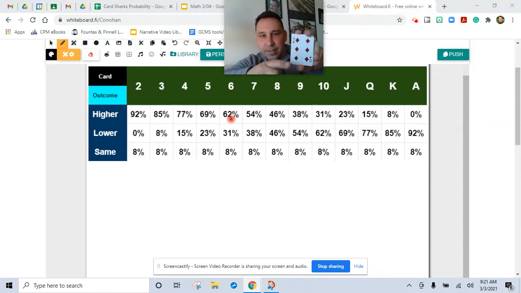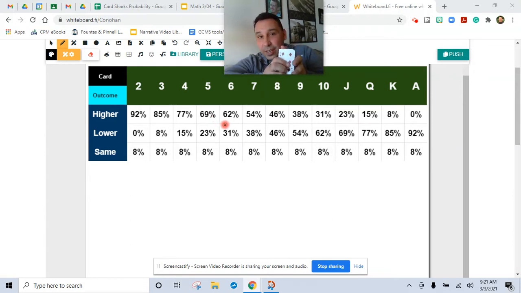So for example, in this case, a six. If you picked a six, if you look at this chart, it's about a 62% chance that the card is going to be higher, 31% chance that it'll be lower, and 8% chance that it'll be another six. So we can use that to our advantage. What probability says is that you should probably say higher.